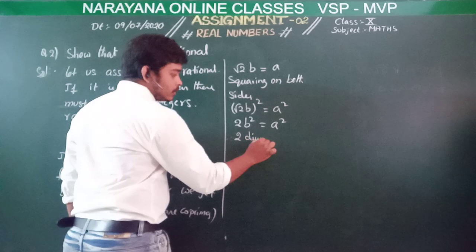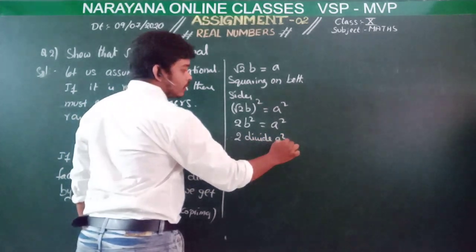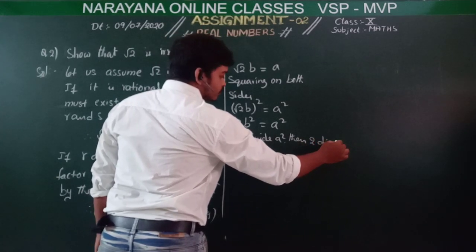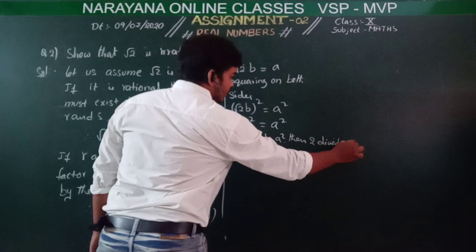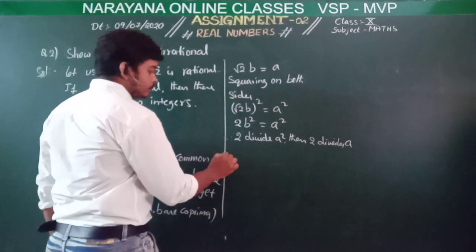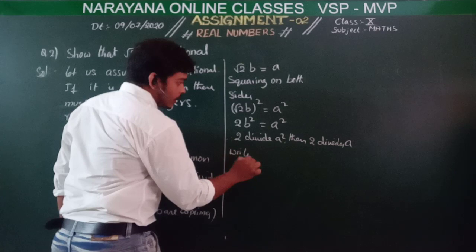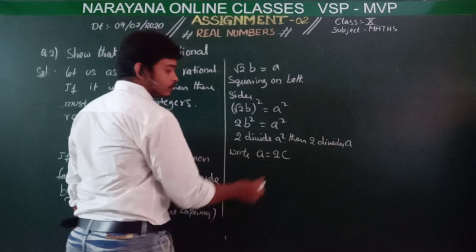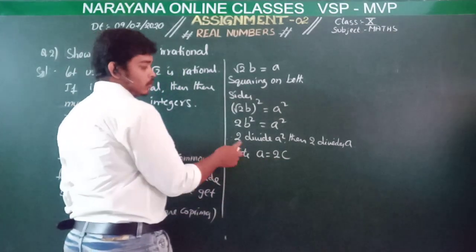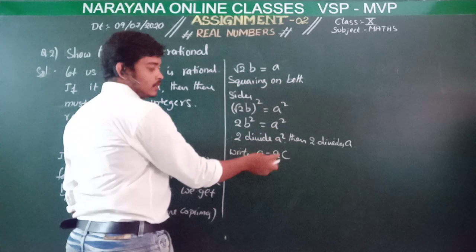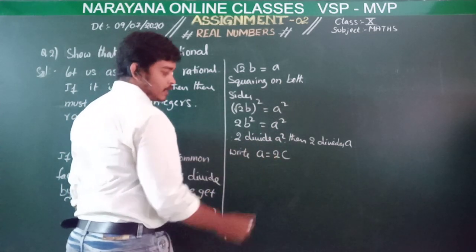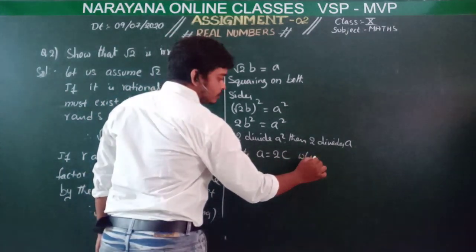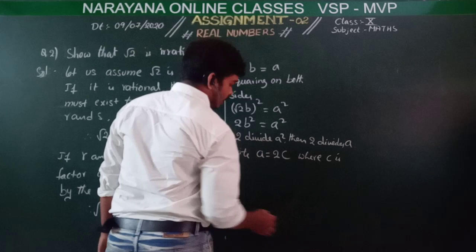2 divides a squared, then 2 divides a. So see children, I am writing a is equal to the product of 2 into c. So 2 divides a squared, then 2 is a factor of a, right? So a is equal to 2c, where c is some integer.